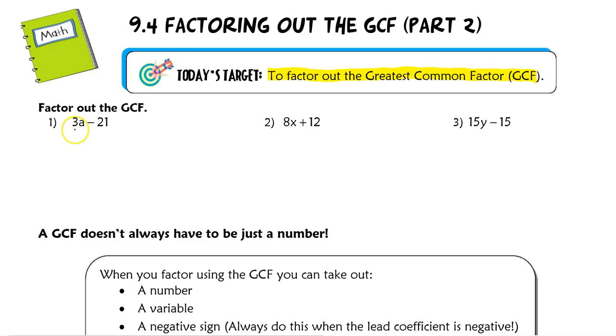For the first example here, when I look at both terms, I realize the greatest common factor here is 3. When I pull out that 3 from 3a, I'm left with a, and when I pull out that 3 from negative 21, I'm left with a negative 7, so I'll write minus 7.